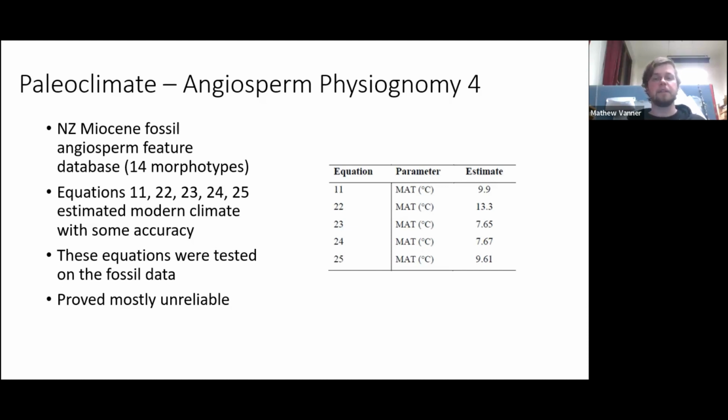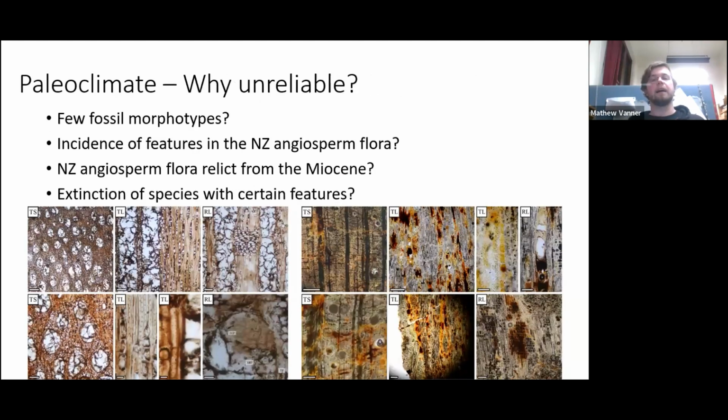You can see that these ones are quite heavily underestimating that. Now, there's a couple of different possibilities as to why this is. Firstly, I said that I needed to work on at least 25 morphotypes from one site. Well, we've only got about 17 or so angiosperm morphotypes from the entirety of New Zealand. That's considerably less than what we actually need.